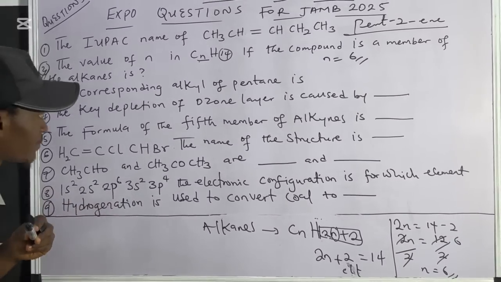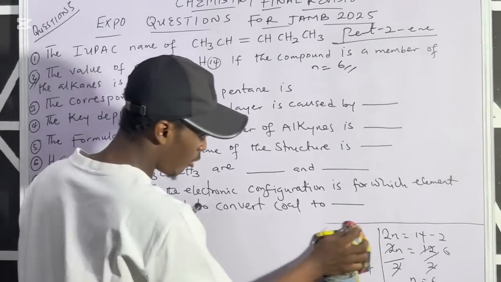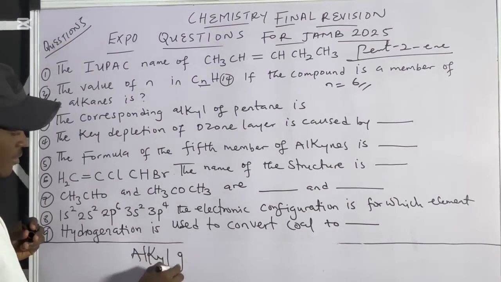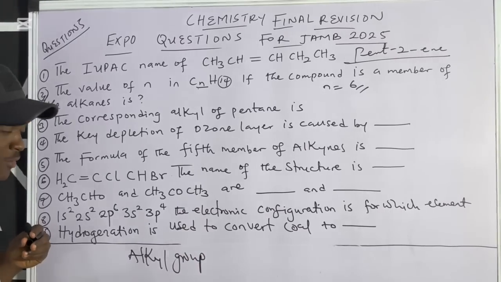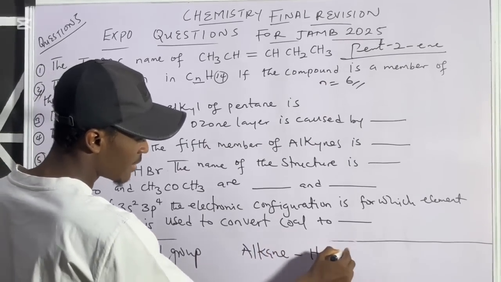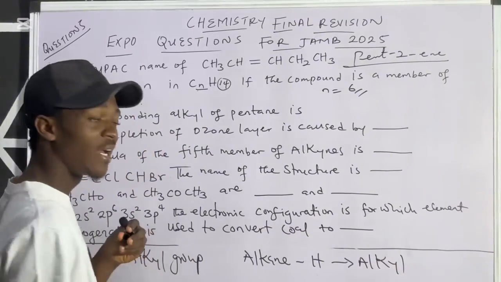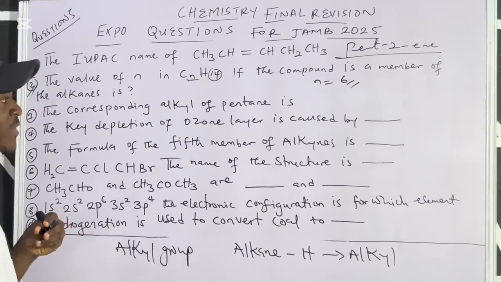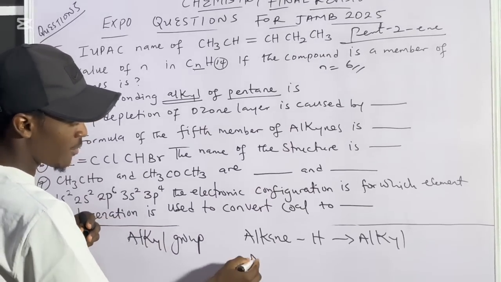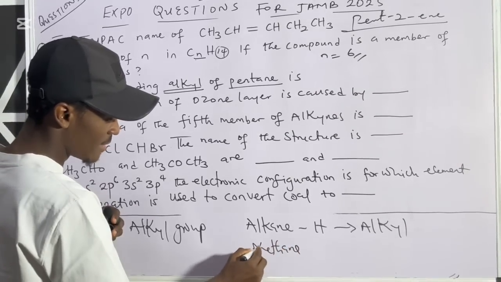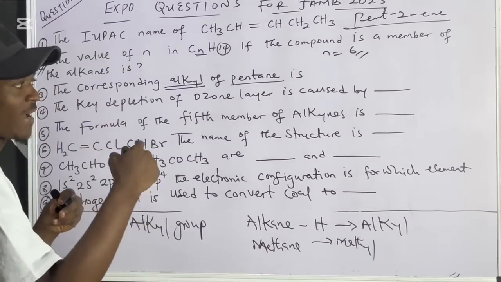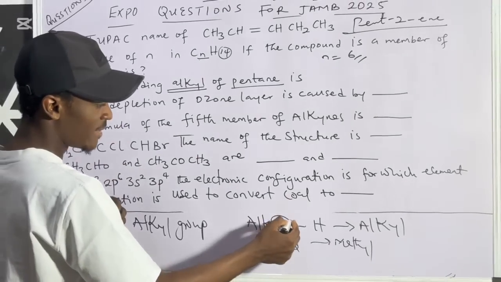Then question 3. The corresponding alkyl of pentane is, now they are referring to the alkyl groups. Now, we have different forms of alkyls. But remember that alkanes form the alkyls when alkanes lose one atom of hydrogen. So it's very easy for you to know that the corresponding alkyl of pentane would be pentyl. Why? Because if you have methane as the first member of the alkanes, when it loses hydrogen, it forms methyl. So what you simply do, for you to get an alkyl from an alkane, is remove the ane and replace with what?